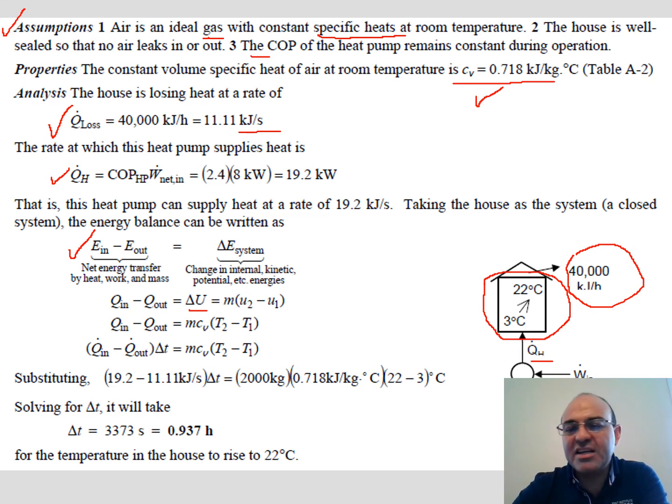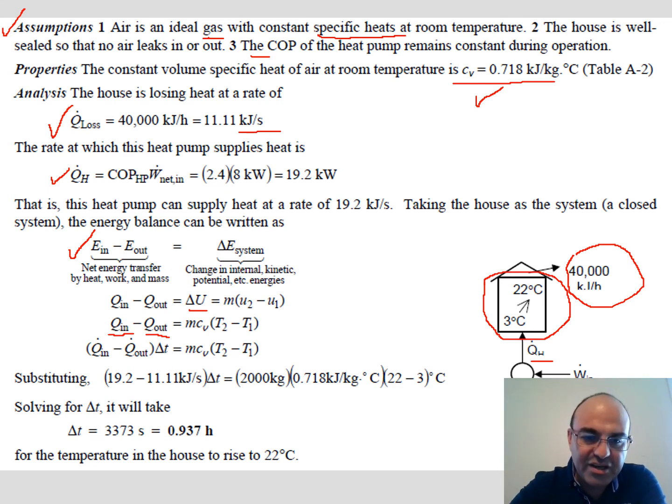So energy in minus energy out. Energy in is equal to Q_H, which is given to the house by the heat pump. So this Q in is the Q of the heat pump. Q out is this Q loss. This here is per unit time, but here we don't have unit time, so we need to take that into account. The change between these two is equal to the change in the internal energy of the system, which is the air in the house.